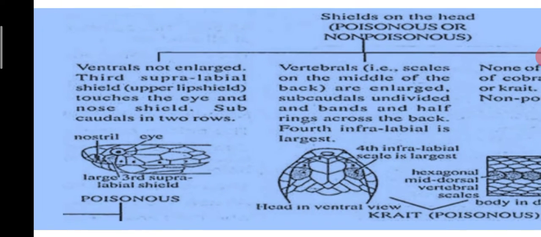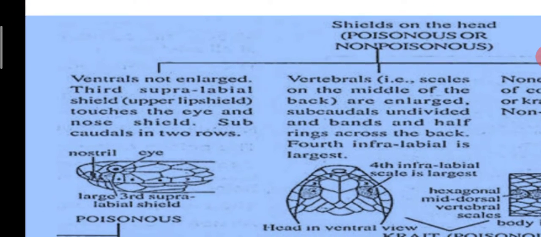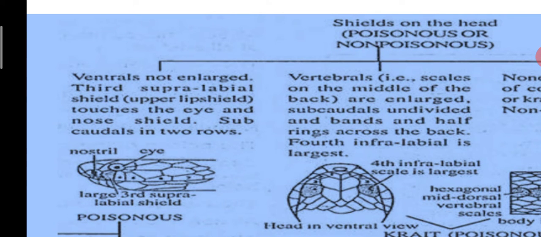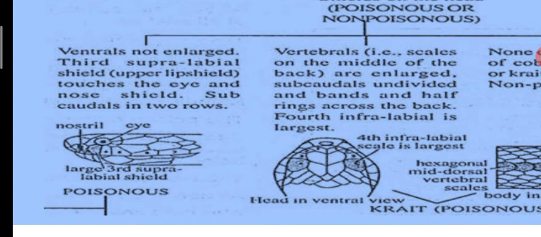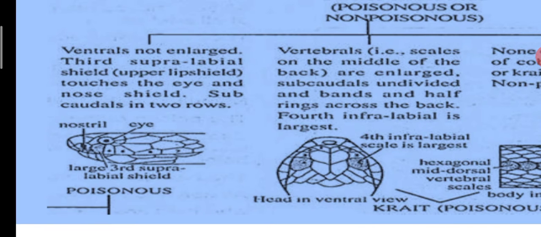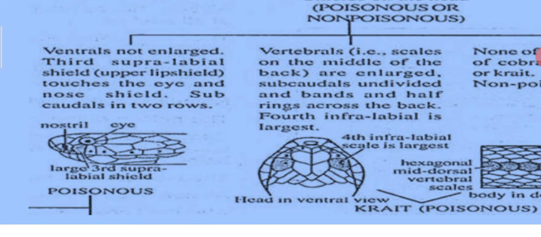Next, you can see the ventrals not enlarged, and the shield, a large third supralabial shield. If this shield is seen between the eye and the nostril, then we can easily say that it is poisonous.